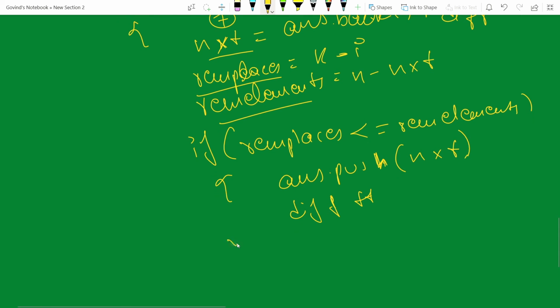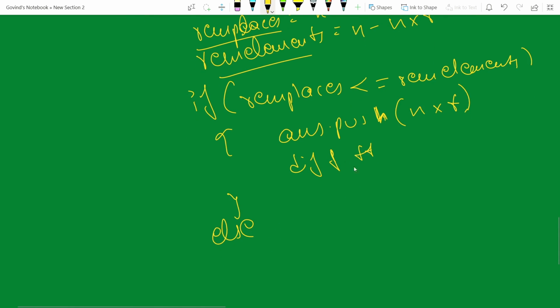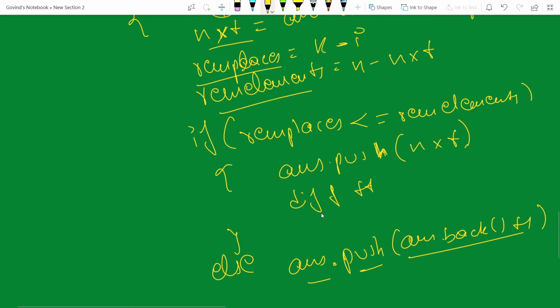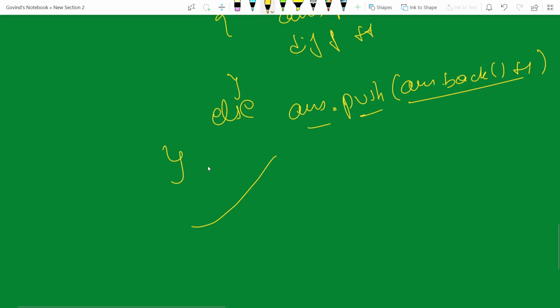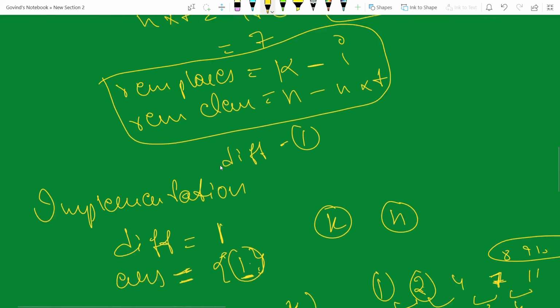Or if I am not pushing that element, then I will push answer.back() plus 1. At that time I will push this. So this would be the implementation, and I hope you have understood this implementation very well.